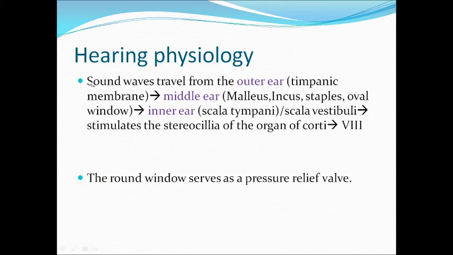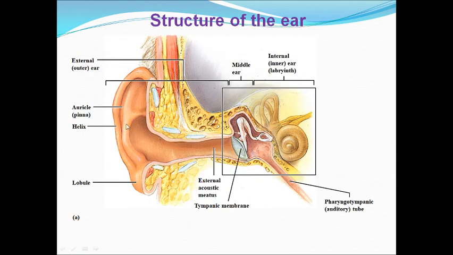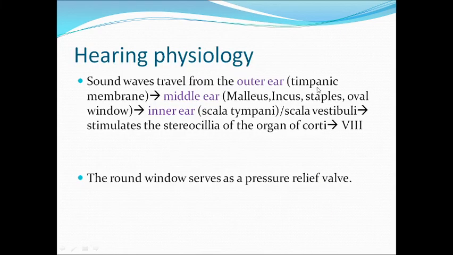And then hearing physiology. If you look at hearing physiology, first sound waves travel from the outer ear. They reach the middle ear, that is the malleus, incus, stapes, and oval window, and then the inner ear, the scala vestibuli. Remember, sound waves travel from the outer ear to the middle ear and inner ear.